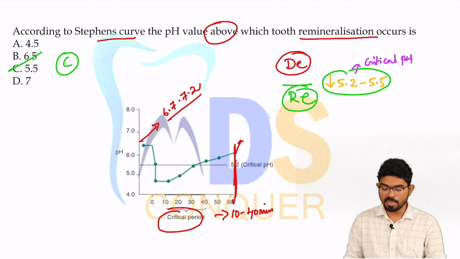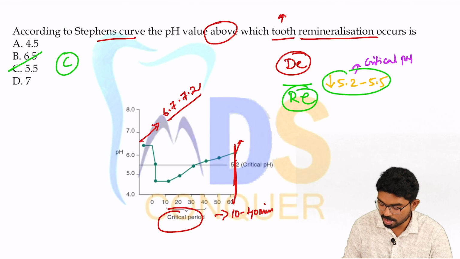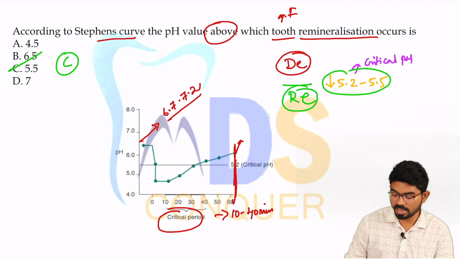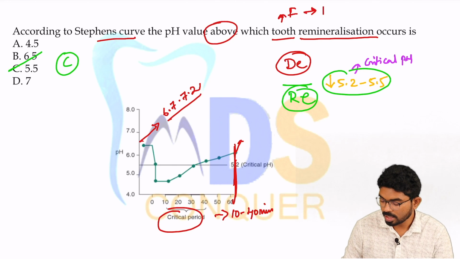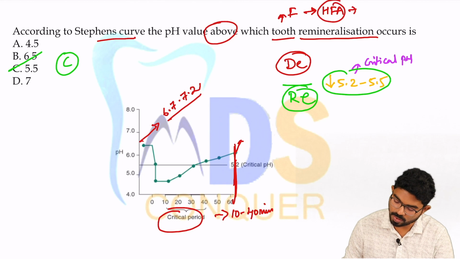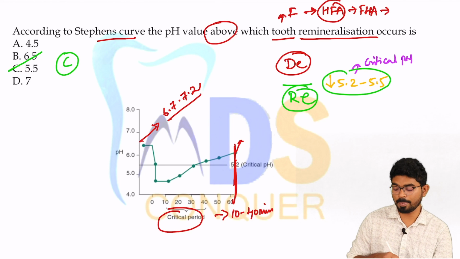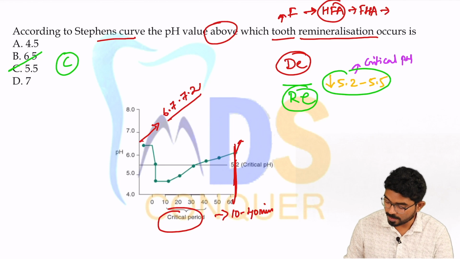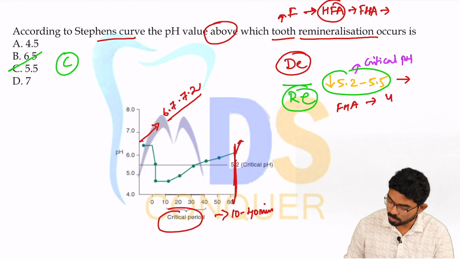When they ask about the same tooth which is treated with fluoride, whenever teeth are treated with fluoride, it forms fluorohydroxyapatite. Okay, so fluorohydroxyapatite has a lower critical pH. The normal critical pH is 5.2 to 5.5, so the fluorohydroxyapatite critical pH is 4.2 to 4.5.